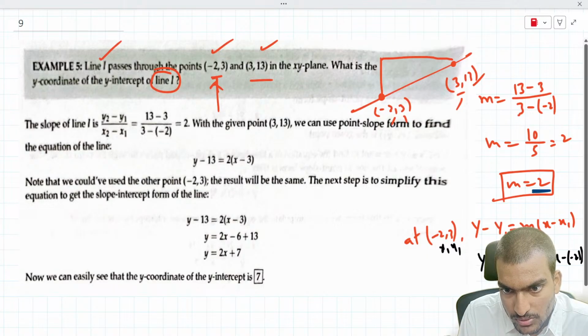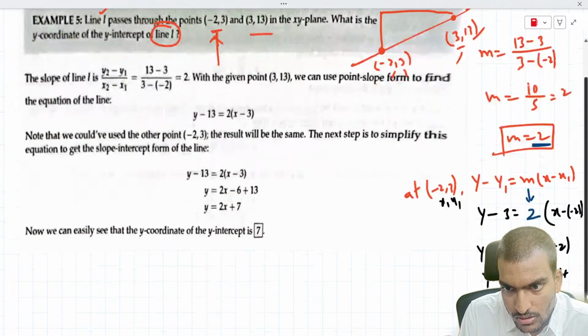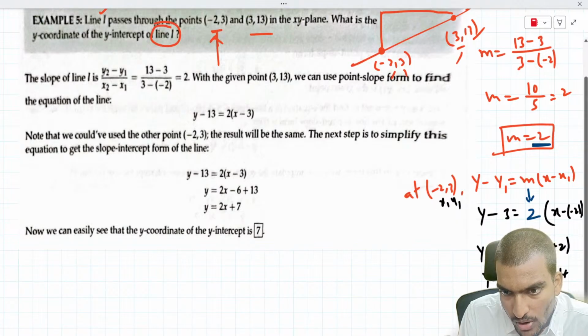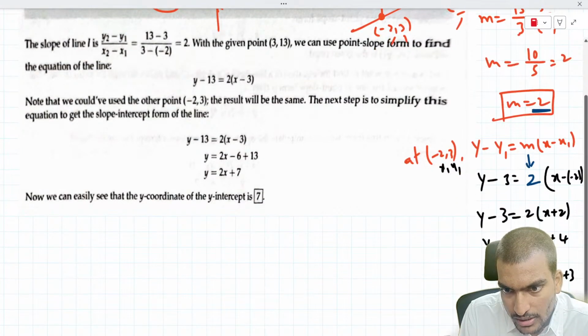So that's going to be how much? y minus 3 equals 2 into x plus 2. y minus 3 equals 2x plus 4. So y equals 2x plus 4 plus 3. y equals 2x plus 7. We got the equation of the line.